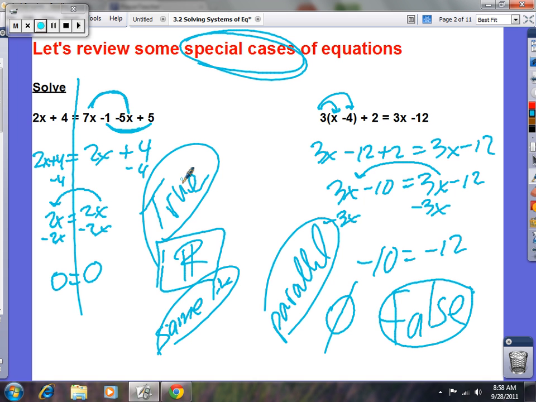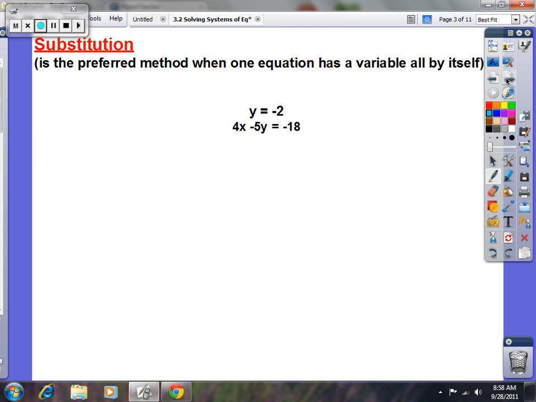Yeah. Okay, look. Substitution. You guys take a breath. Of the 3 ways, this is probably the hardest. This is abstract. At first it's hard to catch the vision, but once you catch the vision, it's not too bad. Okay, substitution. This is when we use it. You use it when you have an equation that has a variable all by itself.